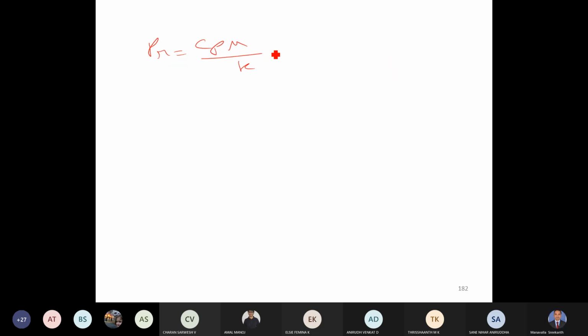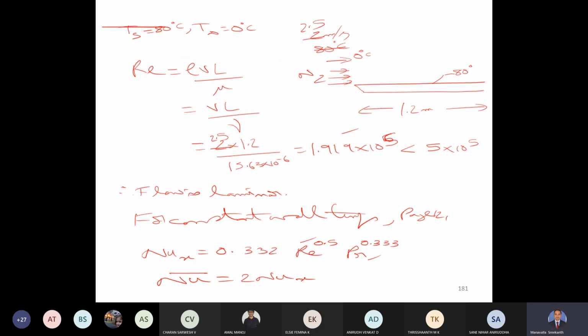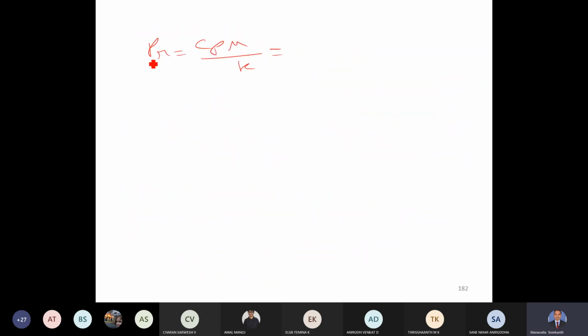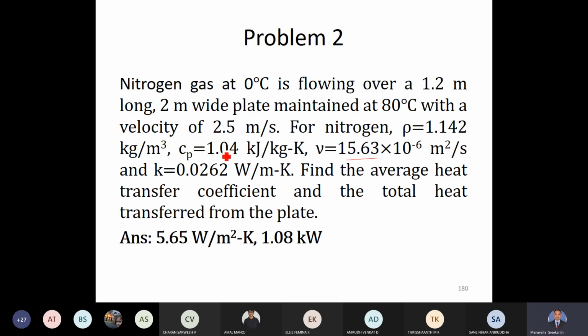So we don't have mu, but we have nu. The relation between dynamic viscosity and kinematic viscosity, you need to find out. Dynamic viscosity is kinematic viscosity multiplied by the density. So this is Cp multiplied by rho nu divided by K. Cp is 1.04 kilojoule per kg Kelvin, so 1.04 multiplied by 1000.